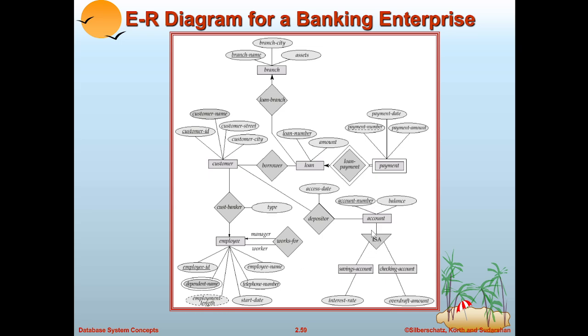And account is here, savings account and checking account. That means the relationship exists between the account entity, the savings account, and the checking account. The savings account and the checking account have interest rate and overdraft amount, which are going to be taken as the attributes. So this is how we can draw the ER diagram. This ER diagram is called an extended ER diagram.